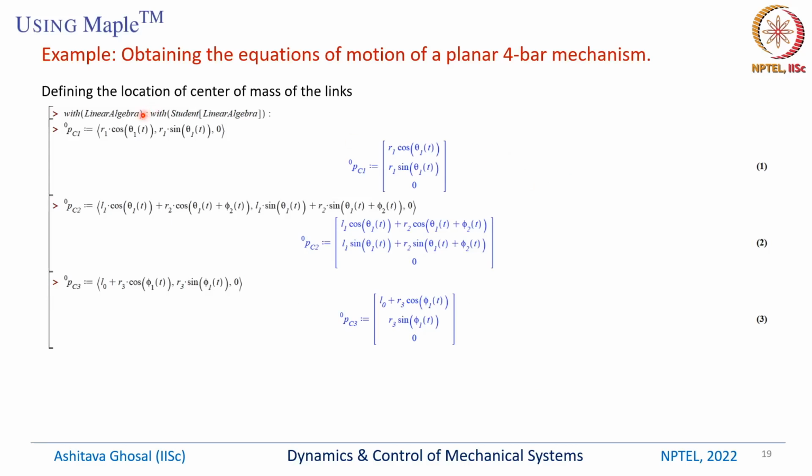So let's continue. I also want to show you how we can obtain the equations of motion of a planar 4-bar mechanism. So again, we start with some packages, linear algebra and student linear algebra. Then we write down the position of the center of mass of each one of these links. So 1, 2 and 3. And again you can see that for the third link you go along the x-axis by L0, and then R3 cos phi 1 and R3 sin phi 1. So these are the position vectors for the positions of the CGs of these 3 links.